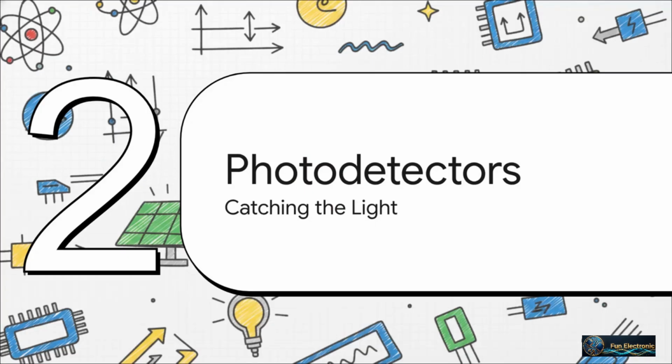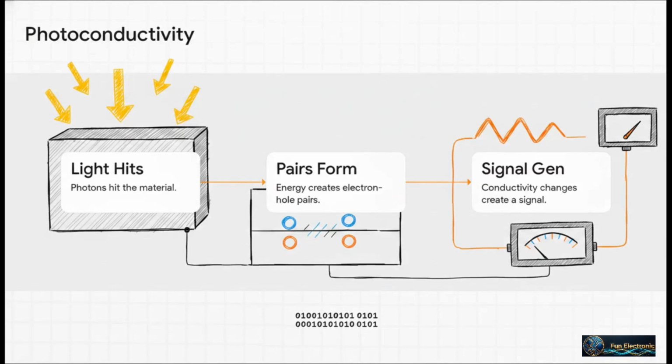All right, moving to the final piece of the puzzle. Section 4, Photodetectors, catching the light. So far, we've gone from electricity to light. Now we completely reverse the process. We are going to catch the light and turn it back into electricity.